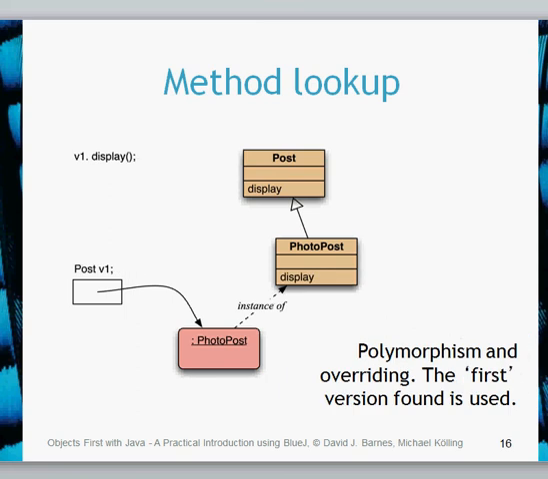When we're considering method lookup, we're looking at the different classes, and you'll often find that a lot of classes will have the same methods in them within the hierarchy in order for this overriding to occur. So what happens now is the photo post dynamic type will look at its own class, and it will work out straight away that it has its display method, and it'll use that one first. So in polymorphism, the first version found is used.